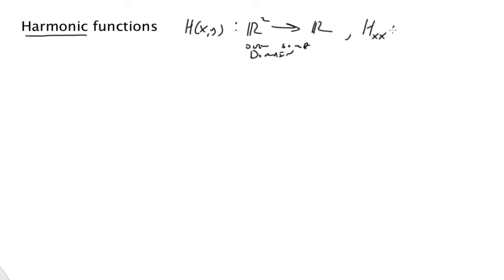Okay, so recall what a harmonic function is. We've seen these before in partial differential equations. A harmonic function is a function h(x, y) which takes an input in R2, over some domain in R2, and spits out a real number. It has the property that the second derivative of h with respect to x plus the second derivative of h with respect to y, summed together, is equal to 0.